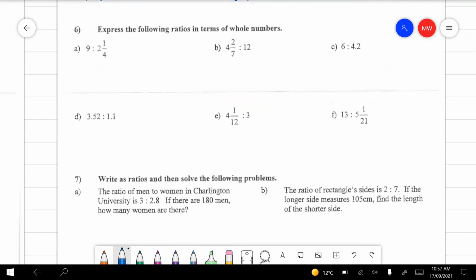Next one, we need these ratios to be expressed in whole numbers. Okay, so we don't want any fractions in these ones. So what we'll have to do is bump both sides up in order to get the smaller of the number that's a fraction up to a whole number.